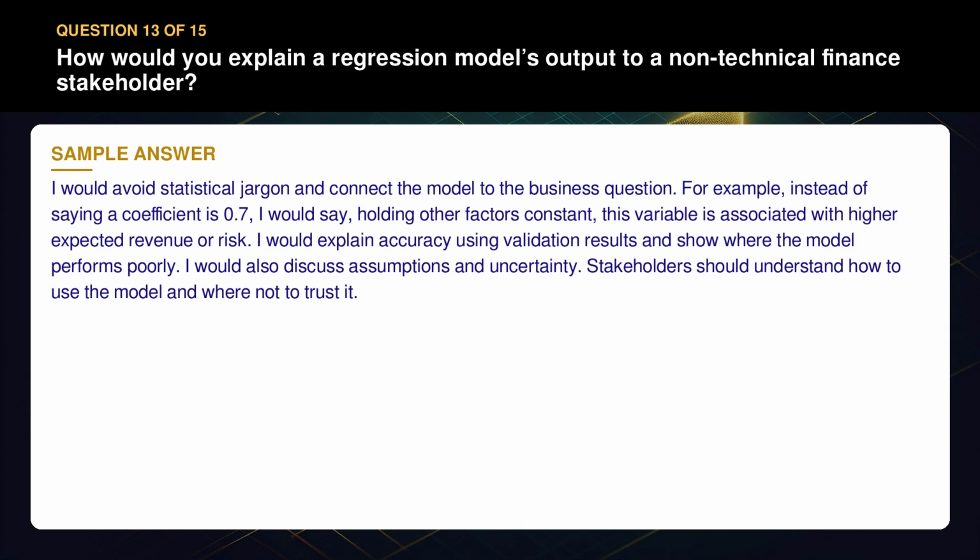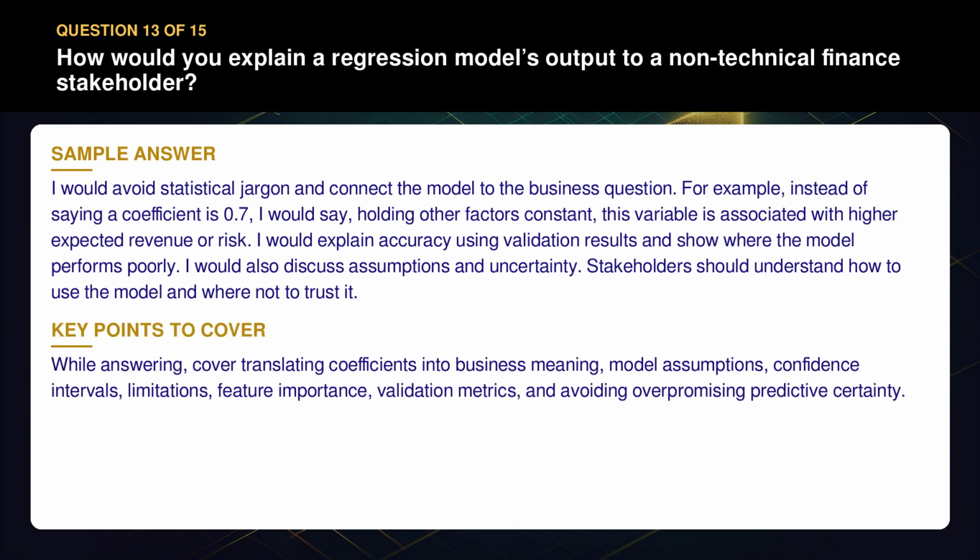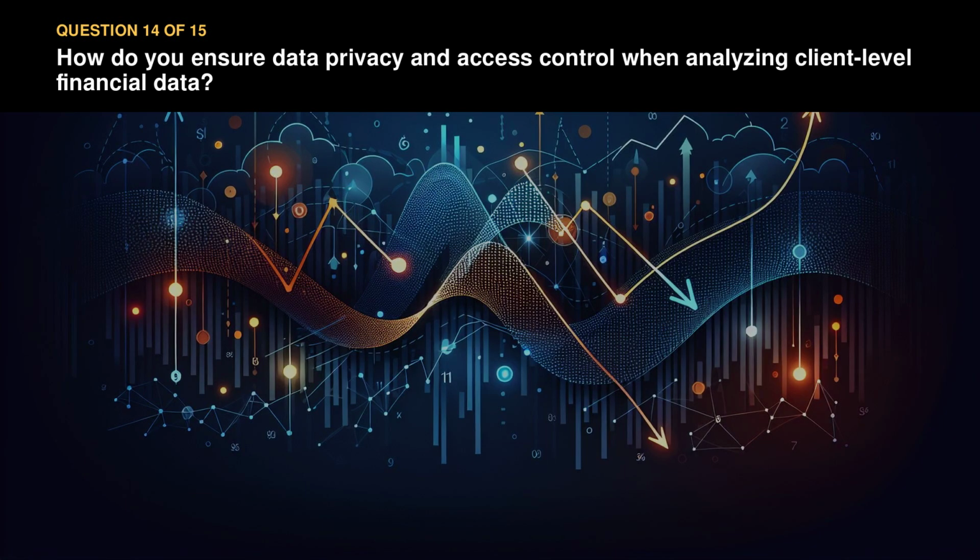I would explain accuracy using validation results and show where the model performs poorly. I would also discuss assumptions and uncertainty. Stakeholders should understand how to use the model and where not to trust it. While answering, cover translating coefficients into business meaning, model assumptions, confidence intervals, limitations, feature importance, validation metrics, and avoiding overpromising predictive certainty. Question 14. How do you ensure data privacy and access control when analyzing client-level financial data?